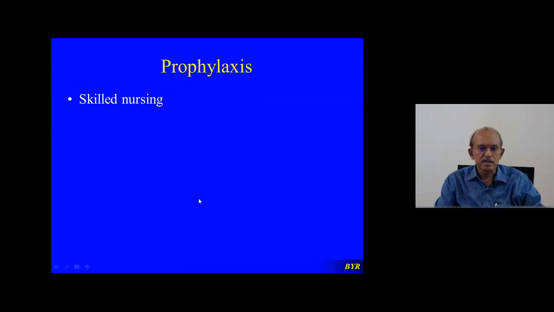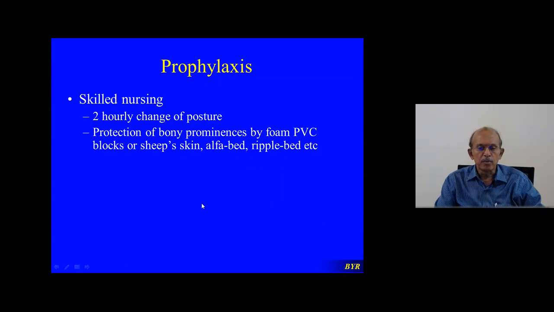So you should do prophylaxis. What is prophylaxis? Skill in nursing. Two-hourly change of posture. Protection of bony prominences by foam, PVC blocks, sheepskin, alpha bed, ripple bed, etc. That means you must protect the bony prominence areas with these appliances.